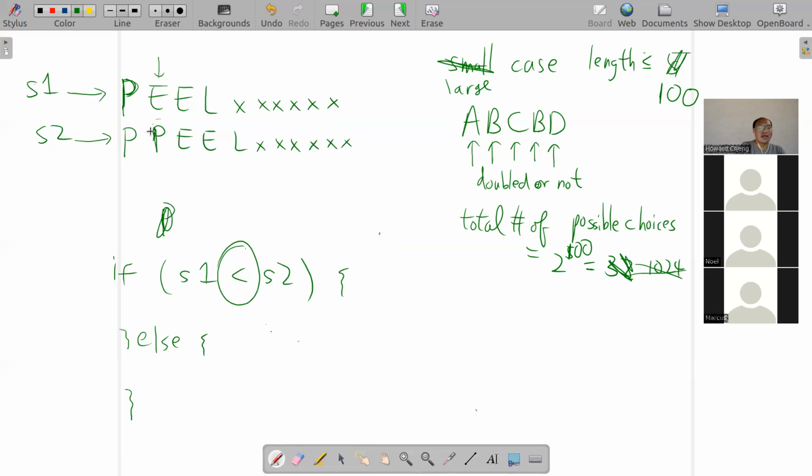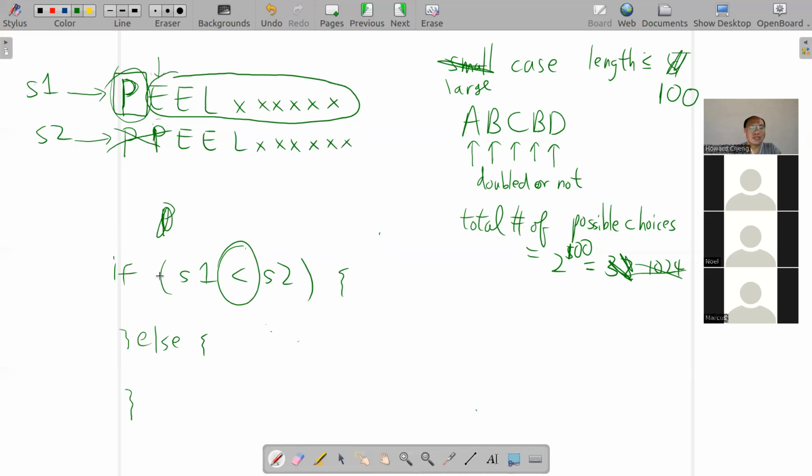And whatever I decide, once I decide that this is the way to go with a single one, I never have to look back again. I know that I do not want double P. I know I want single P. So from this point on, I only have to deal with the remainder of this string. And I repeat the same problem again: what if I double up the next character or not? Which one is better? And so on and so forth.